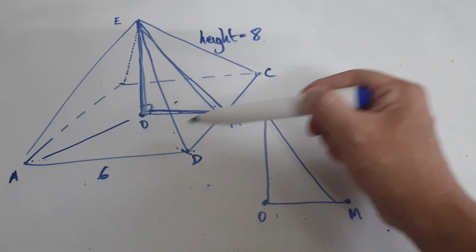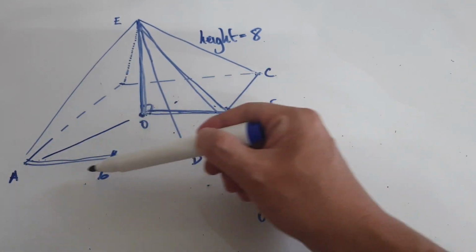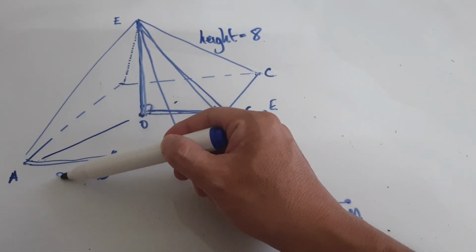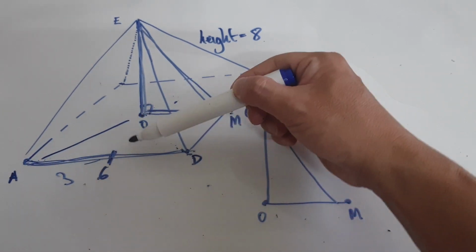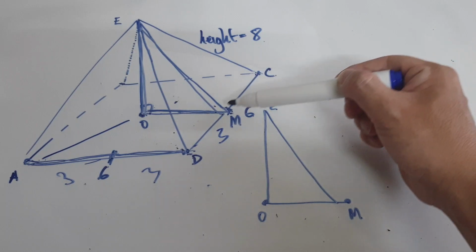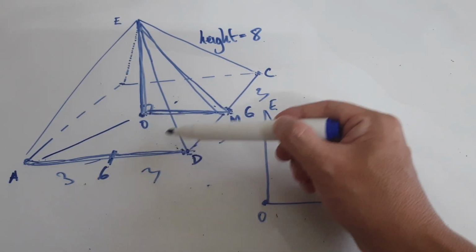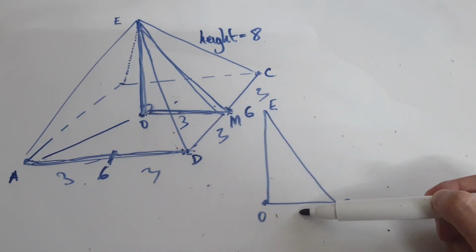Well, if M is halfway, that means this is also halfway here. Well, from here to here is 6. So halfway would be 3. From here to here would be 3. This length here must be 3 as well. Anyway, this length here would be 3.